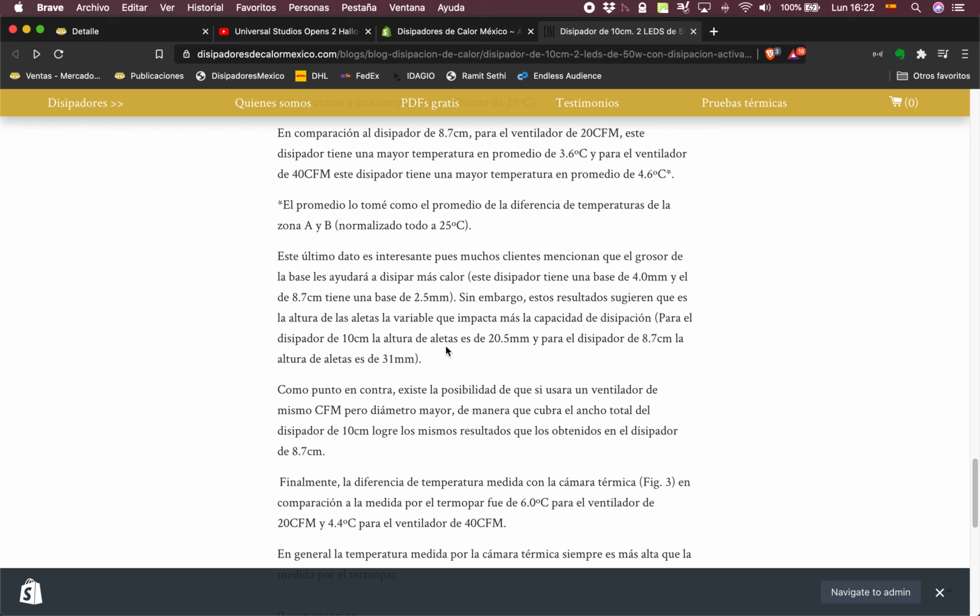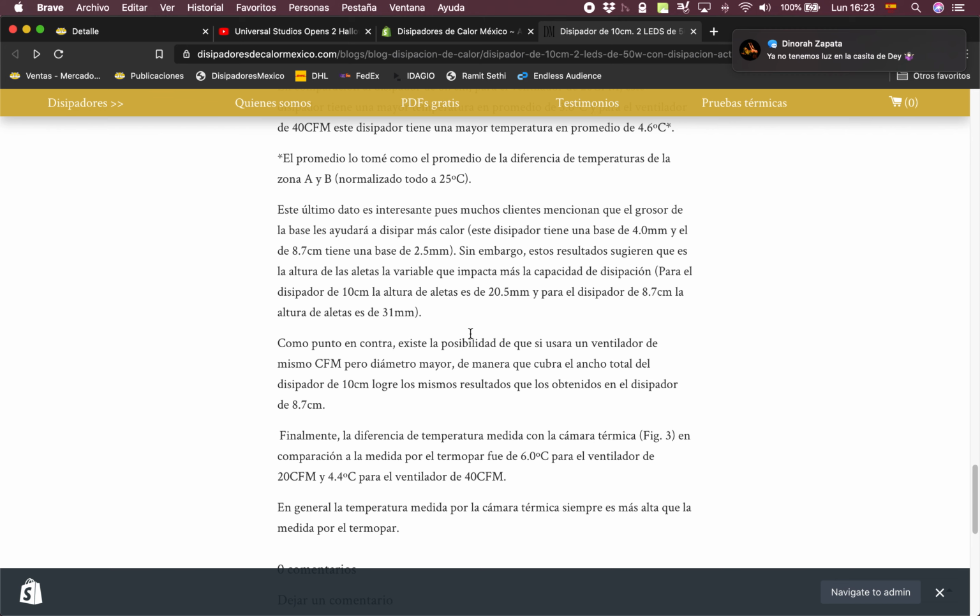This is an interesting result because a lot of clients tell me that the base width is extremely important for dissipating more heat. However, in my experience, this is mostly true for transient phenomena, not for phenomena that reach an equilibrium state after several hours of working, like LED lighting. So in this case, it seems that the fin height is much more important than the width of the base.